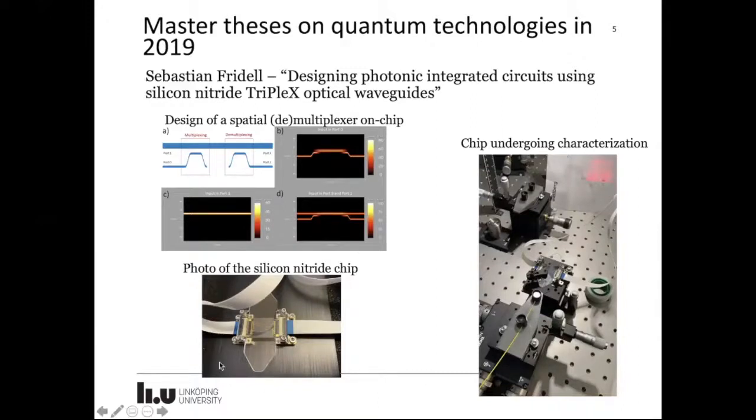And we have gotten the chip manufactured now. So now we're in the process of testing it. It's a very applied project. It was really the design of an optical circuit with a well-defined goal. And now this circuit has been manufactured and we're undergoing characterization. So there are many possibilities in experimental thesis work, and we also have examples of theses that were done on a more theoretical level, aiming at demonstrating some features of quantum computers and optimizations in that sense.